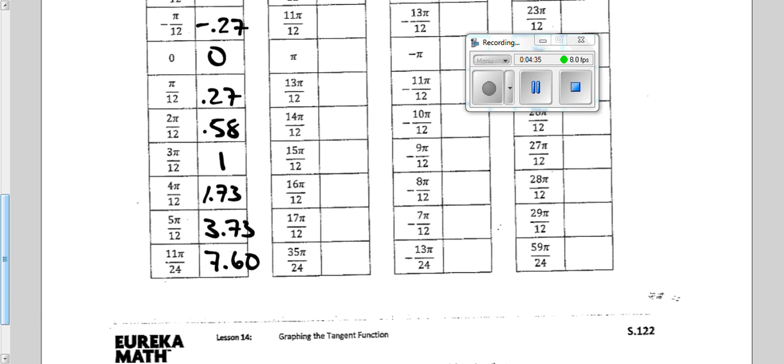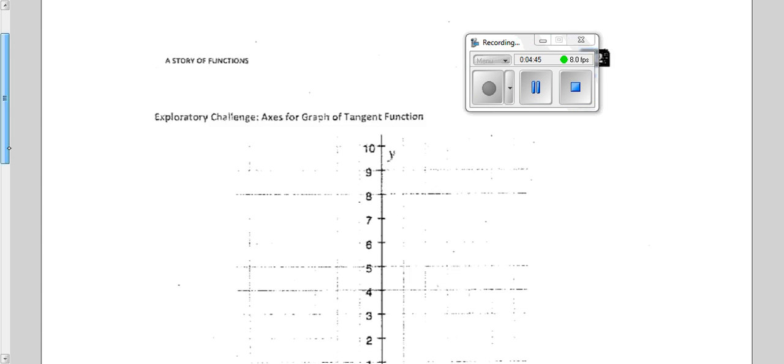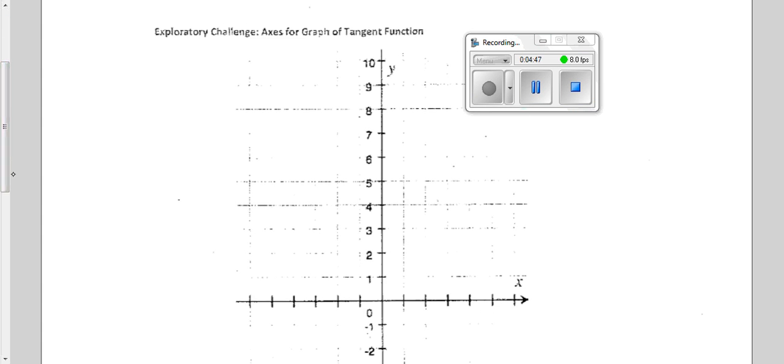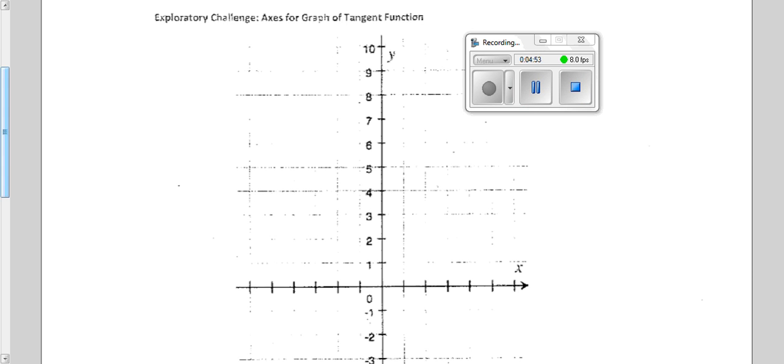Now, we're going to take these values to the next page. There's the next page. Gosh, look at this. This is an awful looking graph. So what's the biggest angle on the negative side that I got? No, I want the angle. So negative 11 pi over 24, right?